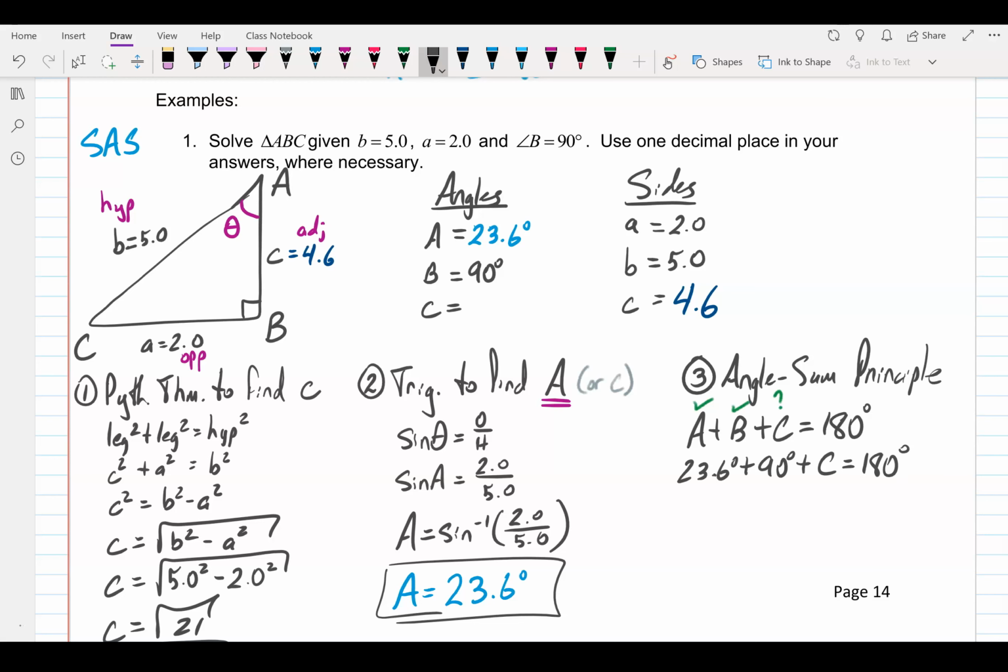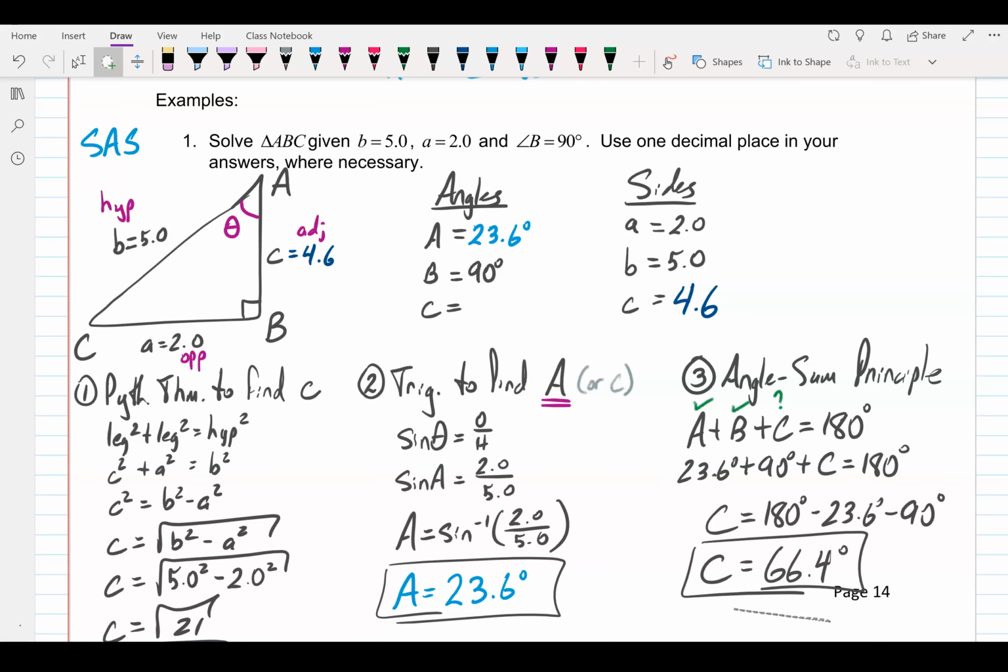Okay, just rearrange this. You bring them to the other side, no problem at all. C must be equal to 180. I'll just show it this one time. 23.6 degrees minus 90 degrees. We get that C must be equal to 66.4 degrees. And there we go. Color code it. Now we've got our full things. We've got three angles, we've got three sides. We have officially solved this triangle.